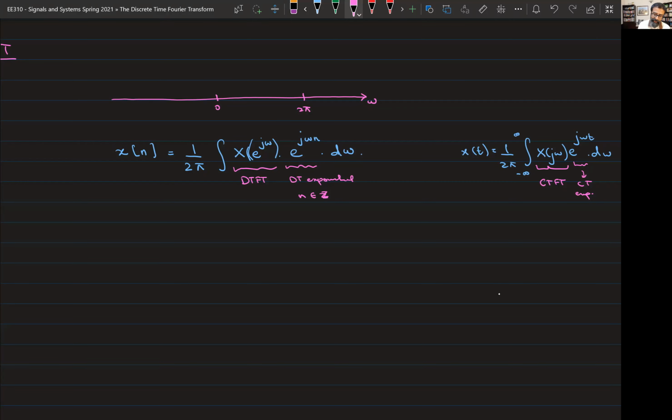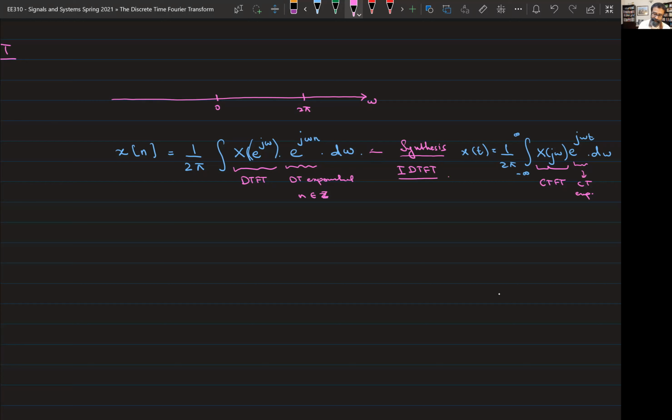This x of n is called the synthesis in the discrete time case. It's called the synthesis equation, the inverse Fourier transform, IDTFT, right? Inverse discrete time Fourier transform, right?